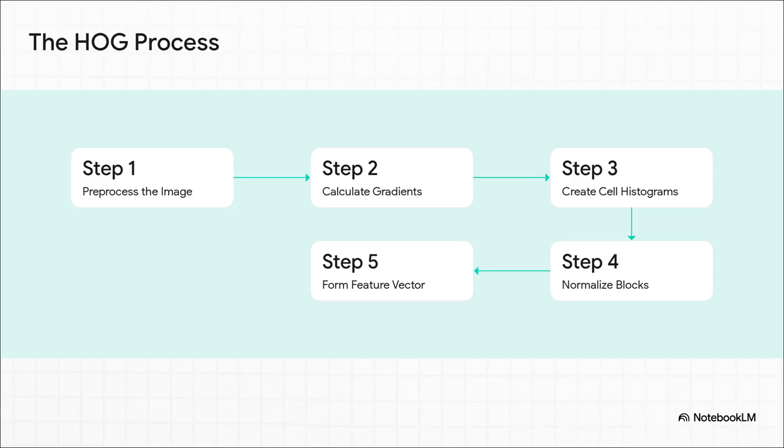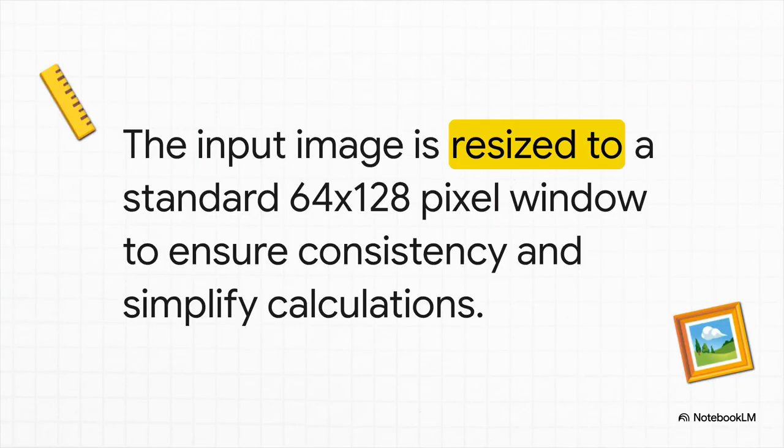Let's dive in. First things first, everything has to be standardized. We take our detection window and resize it to a fixed 64 by 128 pixels. This is so important for consistency. Why that size, you ask? Well, it just turned out to be a really good aspect ratio for capturing a person standing up. By making everything the same size, we make sure we're always comparing apples to apples.